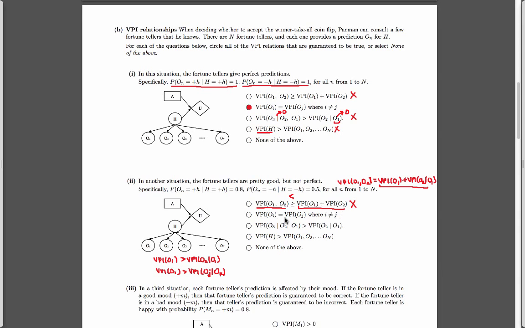Next, let's look at this second case. Here we have VPI of Oi is equal to VPI of Oj. Similarly to the first case, because all of these fortune tellers have the same exact probability distribution over the fortunes that they will give, and because we don't know the outcome of what Oi is or what Oj is, the expected amount of information and the value of perfect information that we're going to get from Oi is equal to the value of perfect information of Oj. So this answer is correct.